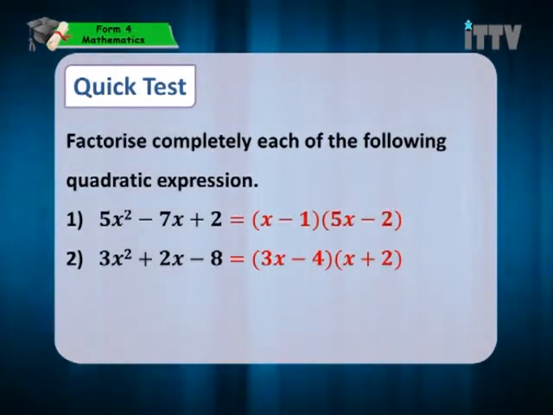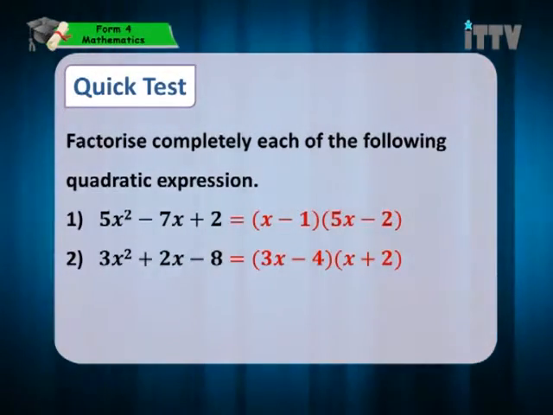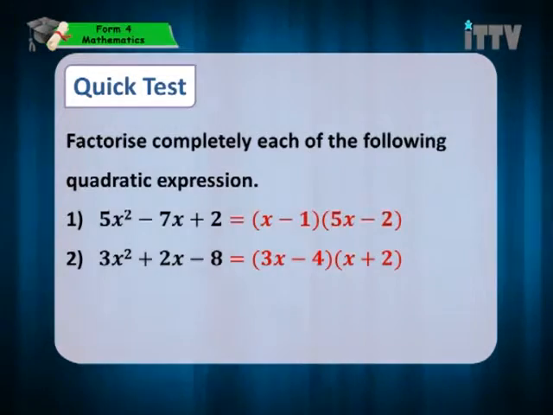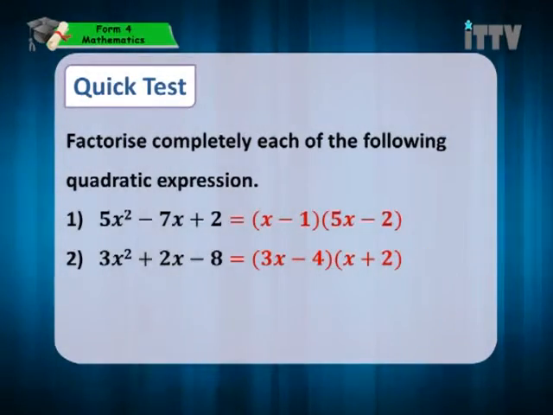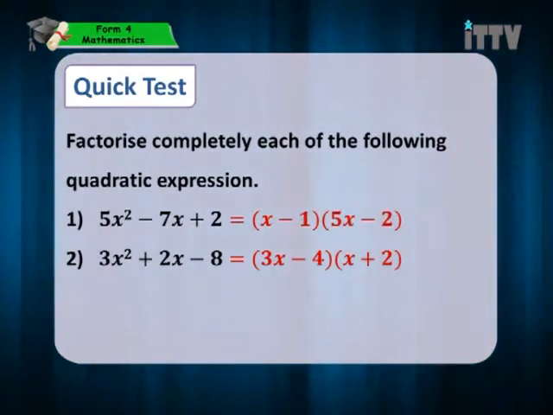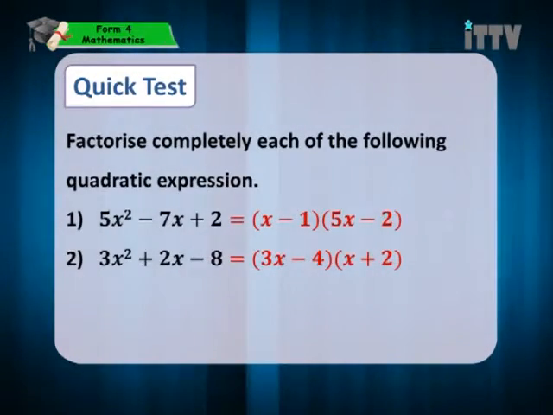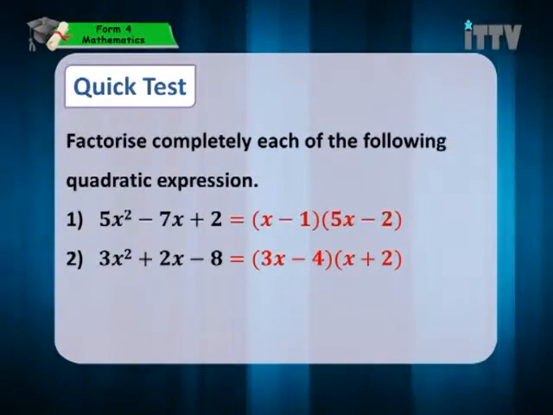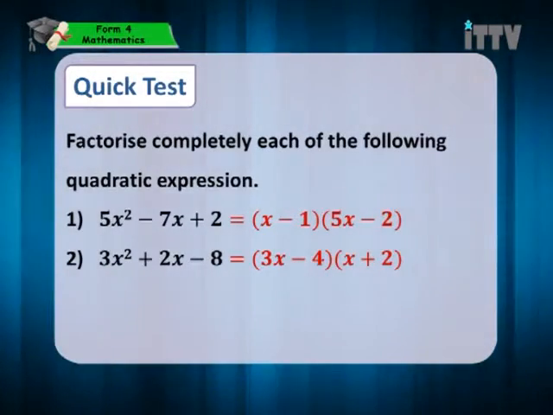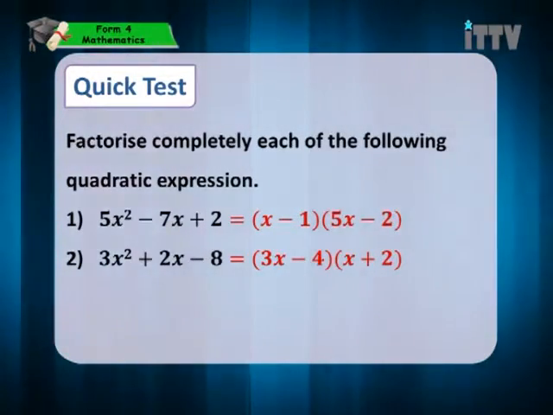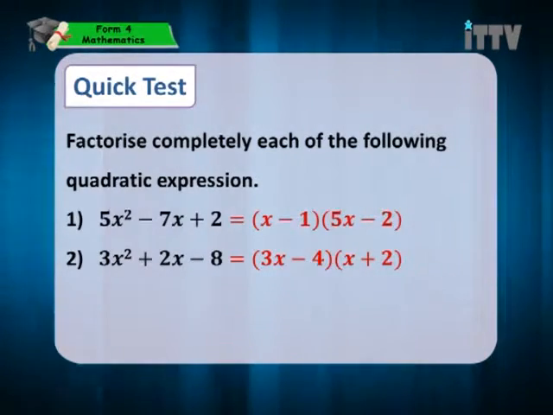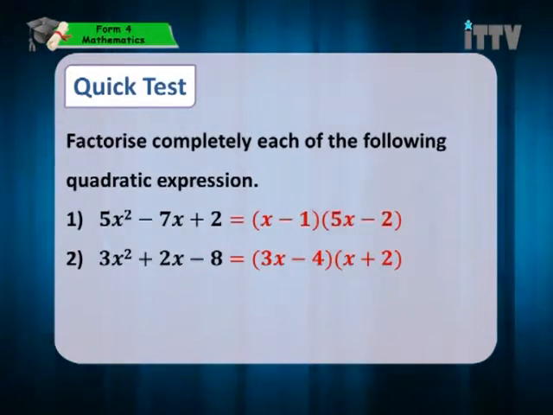I'm sure you have your factors with you. I want you to check the answers. I'll read them to you. For number 1, the factors are x minus 1 and 5x minus 2. And for question 2, the factors are 3x minus 4 and x plus 2.